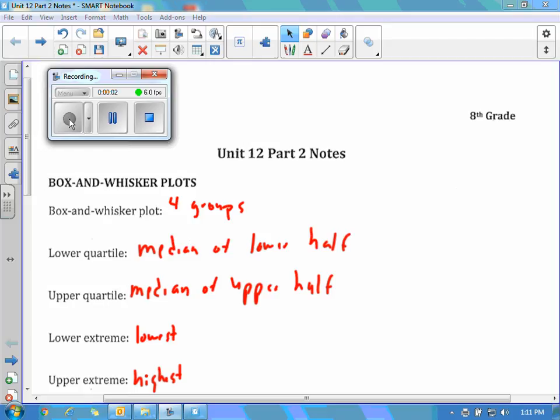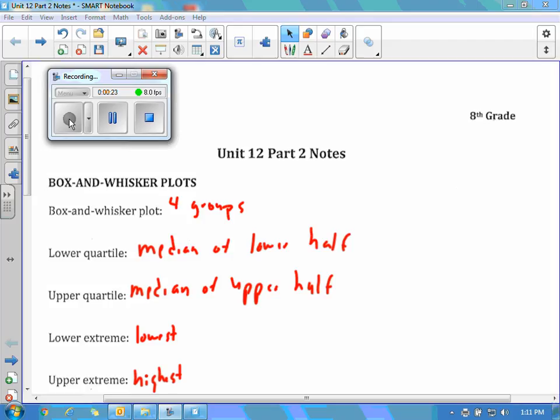In Unit 12 Part 2, we're talking about another type of data display, which is a Box-and-Whisker Plot, which I don't think you've seen before. So it can be a little bit confusing, but as long as you pay attention, it should be good. A Box-and-Whisker Plot groups data into 4 different groups, which we'll talk about in a second.